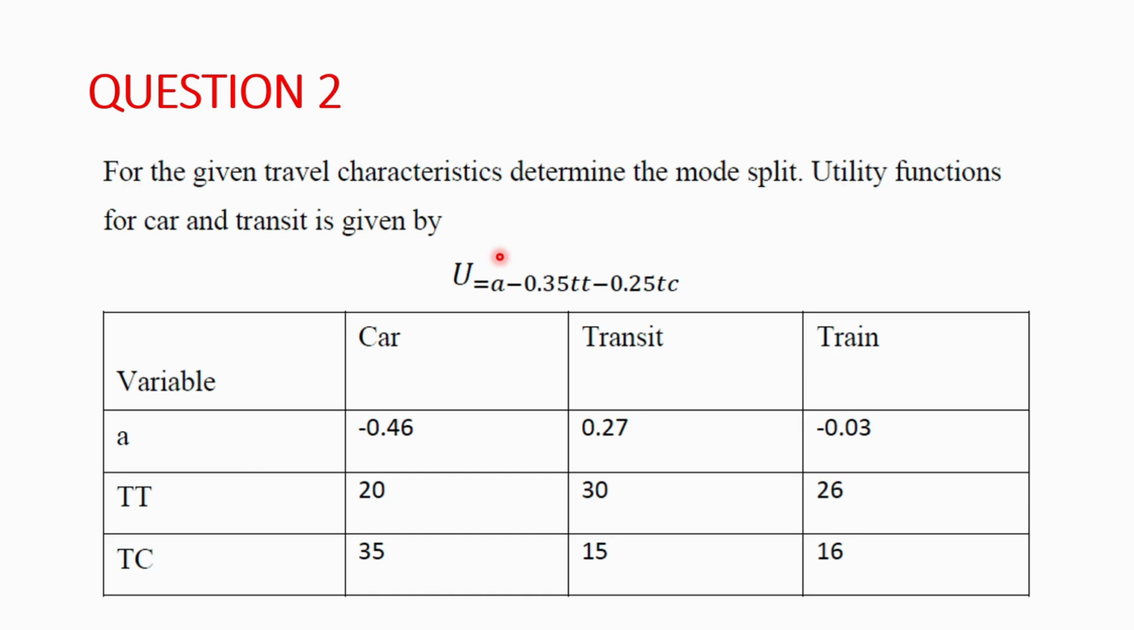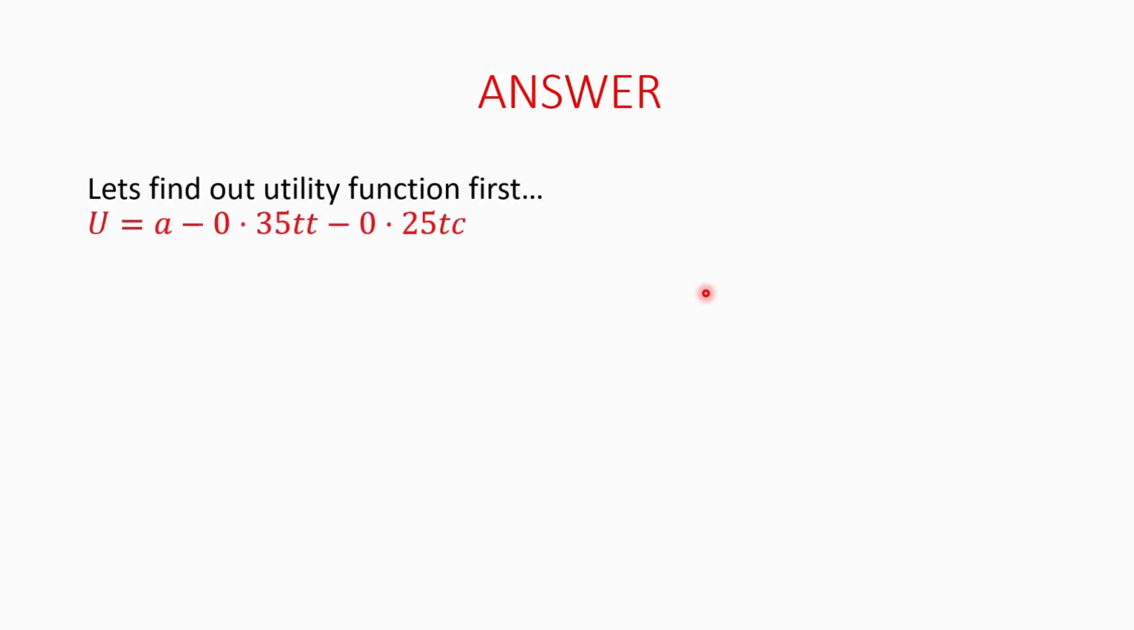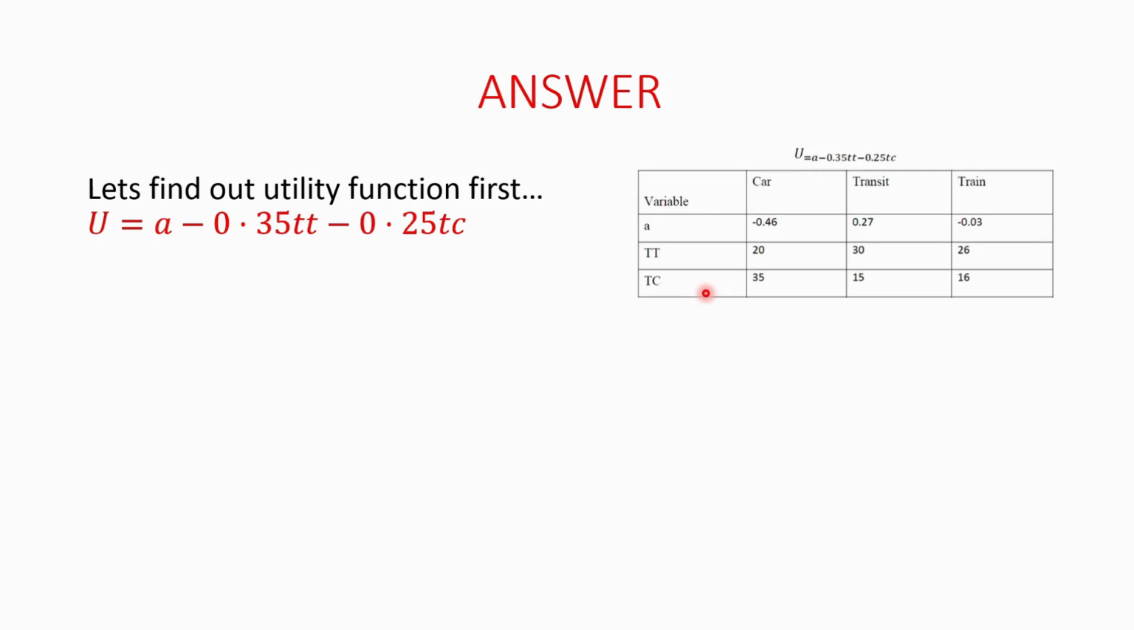A similar problem. Here the travel characteristics of different modes are given. You can see the different variables considered for utility are A, TT, TC. A can be a constant, TT can be read as travel time, and TC is travel cost. So this is the utility function: A minus 0.35 into TT minus 0.25 into TC. So what is the first step? First you have to calculate the utility function of each mode. This is the basic equation.